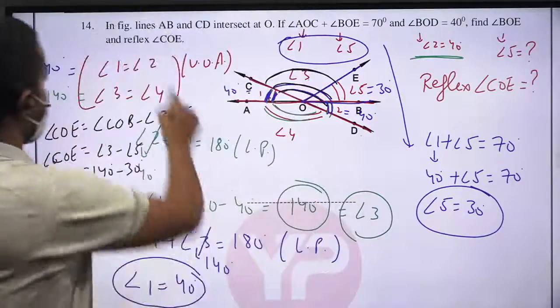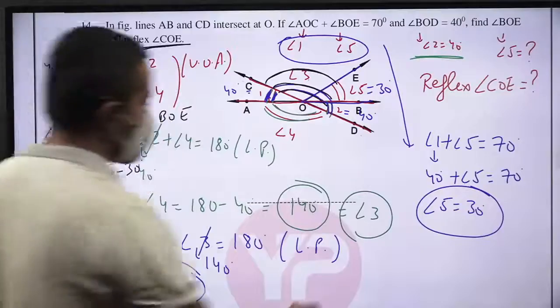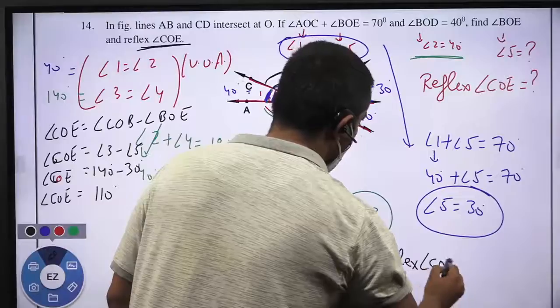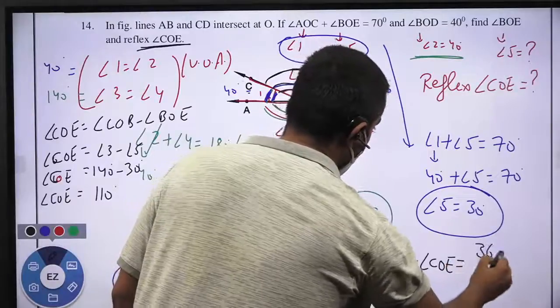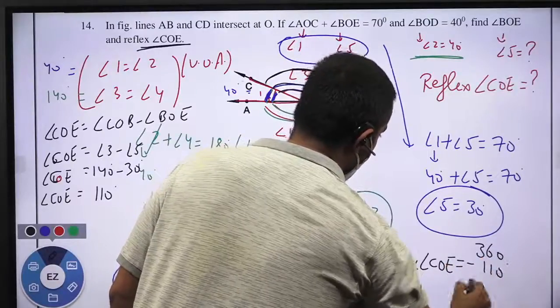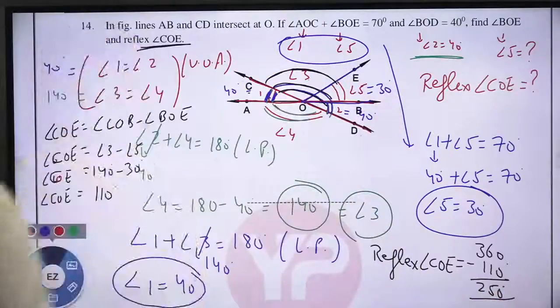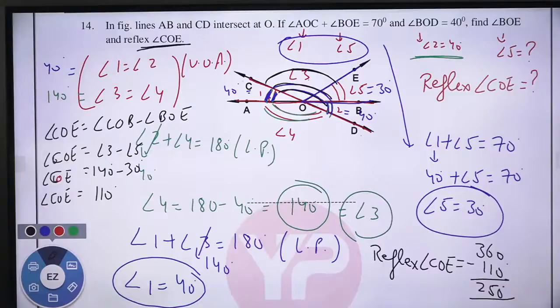So angle COE is 110 degrees. Then how much will the reflex of COE be? That is 360 minus 110, so that is 250. Please cross check your answer. So the answers are 30 and 250. So BOE is 30 and this is 250.